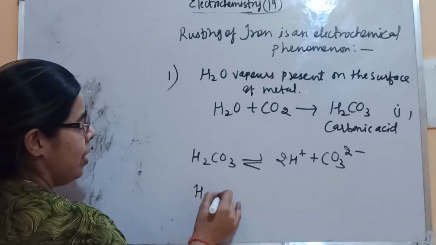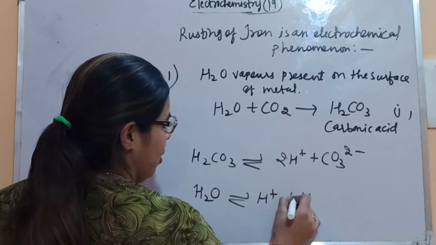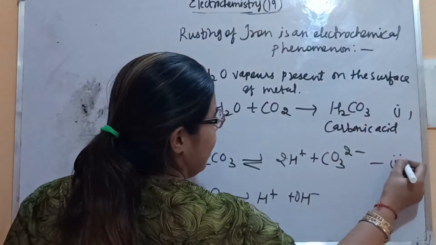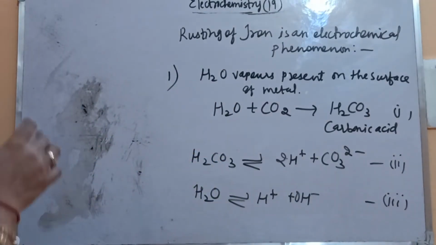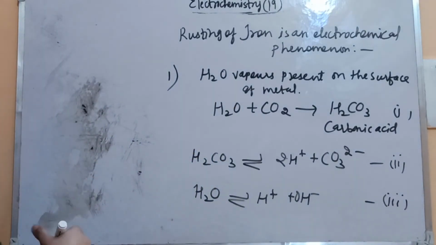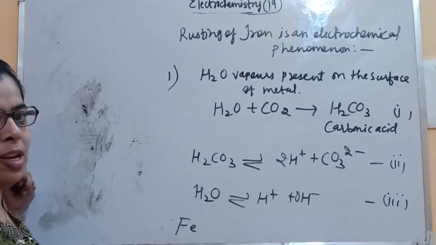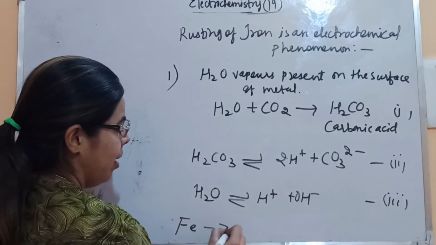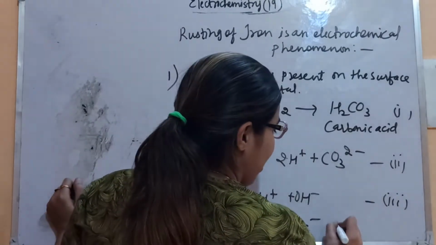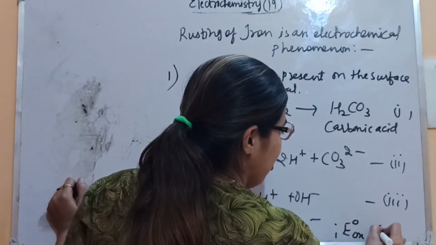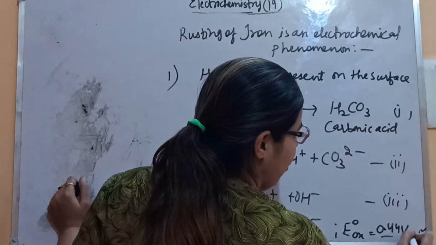Similarly, water is also there. Water will also get dissociated into H plus and OH minus ion. Let's say this is second and this is third. Now the iron which is present on the surface of the metal comes in contact with the dissolved oxygen or the carbon dioxide of the atmosphere, then it will lead to the formation of ferrous ion and 2 electrons are getting lost. And E0 oxidation for this is 0.44 volt. Let's say this is the fourth reaction.